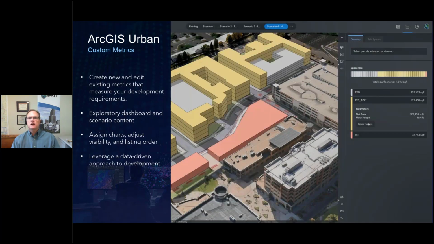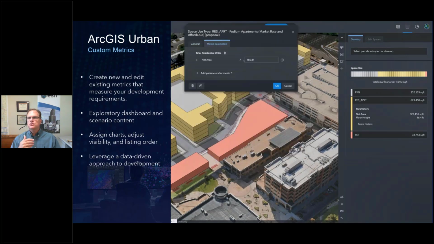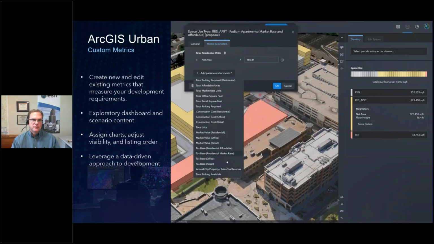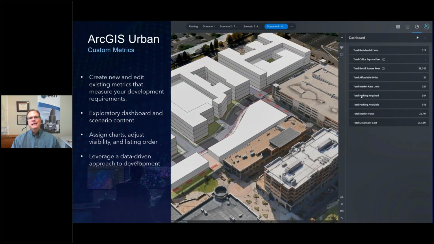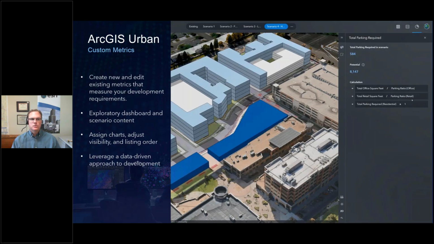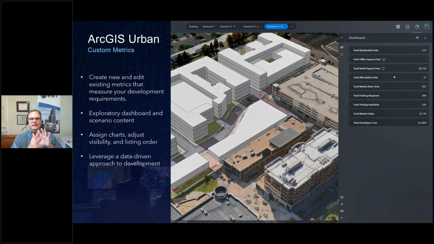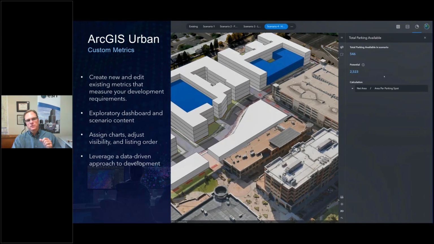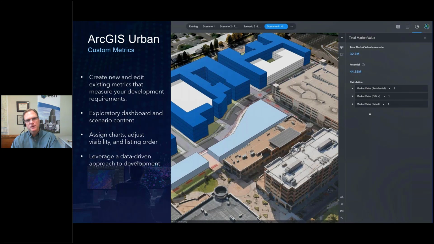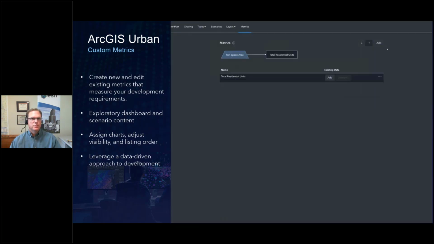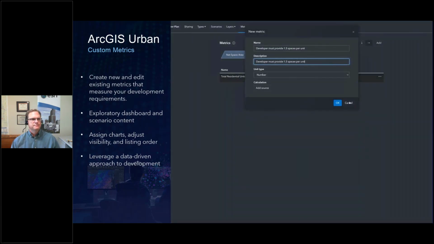I can measure what my market value is going to look like. I can measure the impact of space use, whether it's for retail or residential apartments or what have you. And again, it helps us take that data-driven approach to development. It's a powerful way to communicate to administrators, to stakeholders, what this development really means. And if you were to change a couple of different parameters, what would be different about it?